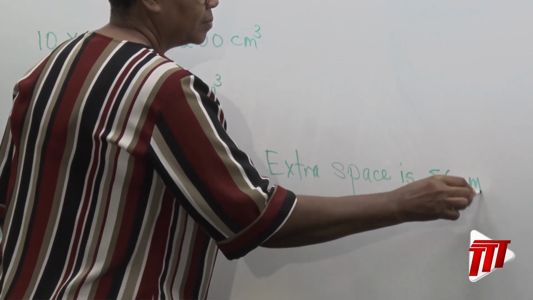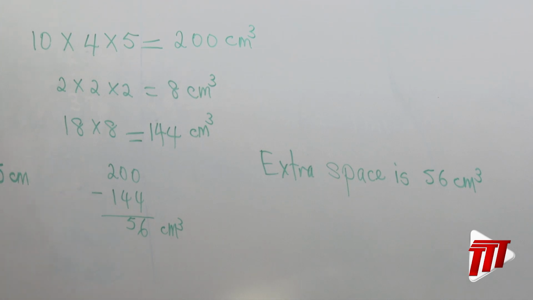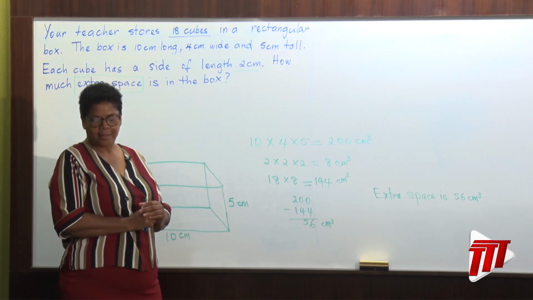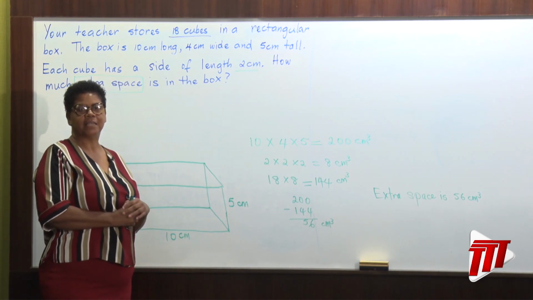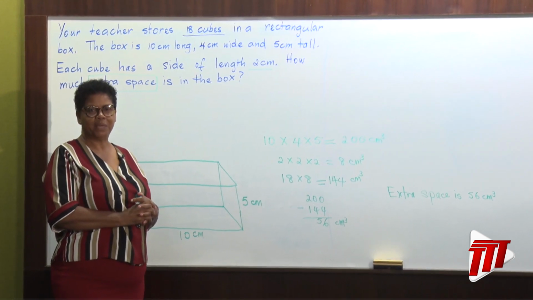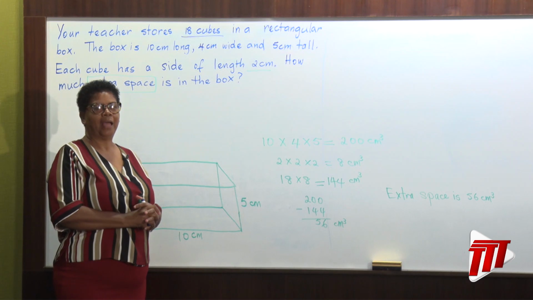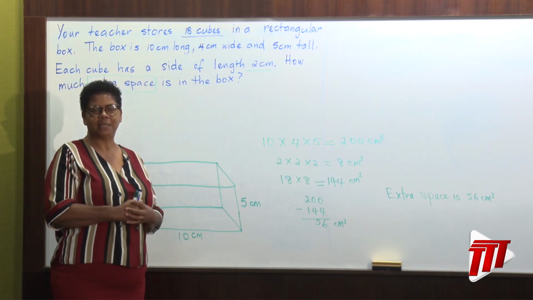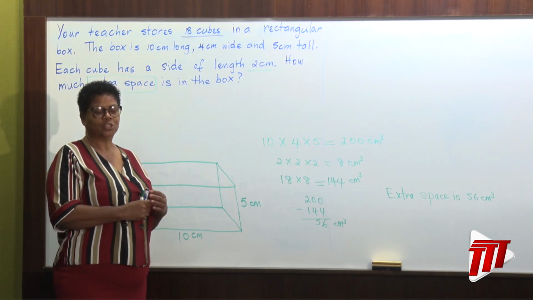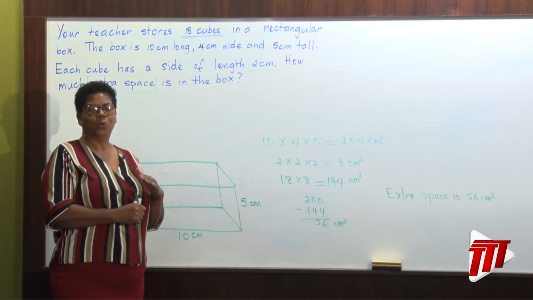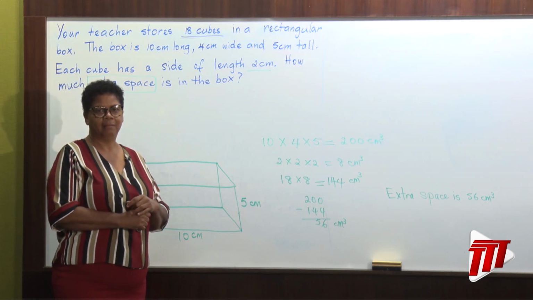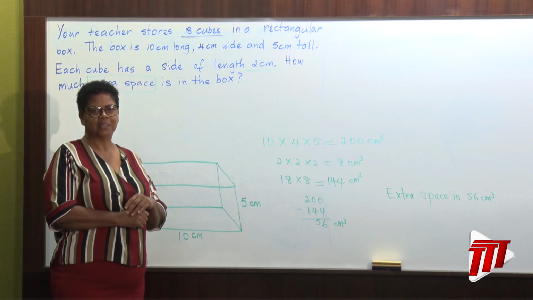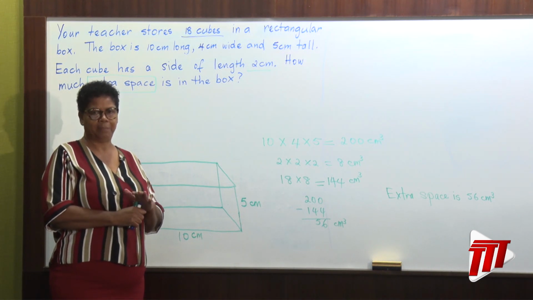So what have we learned today? We have learned that the volume of a container is the measurement of the space that it occupies. And we use cubic centimeters or cubic meters to measure volume. We also found out that 1 liter is equal to 1,000 cubic centimeters. That's the relationship between volume and capacity.